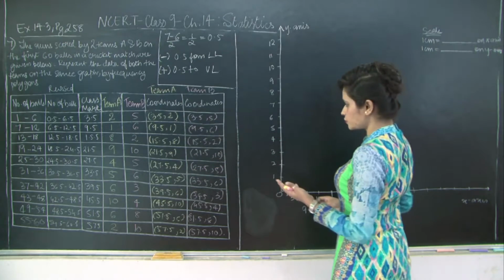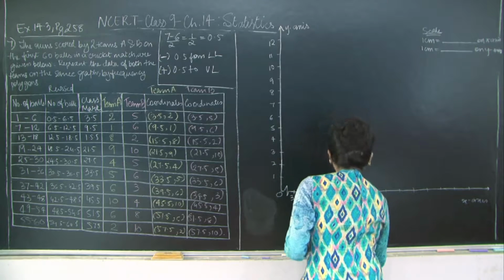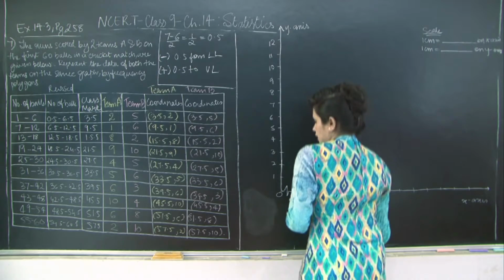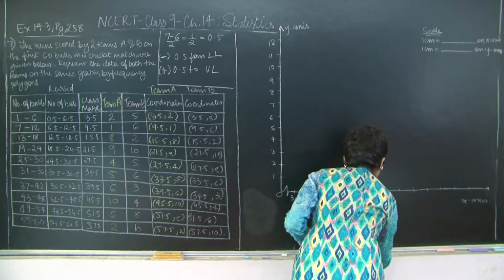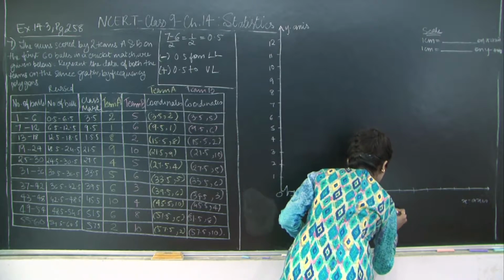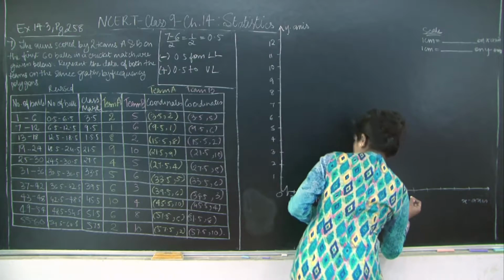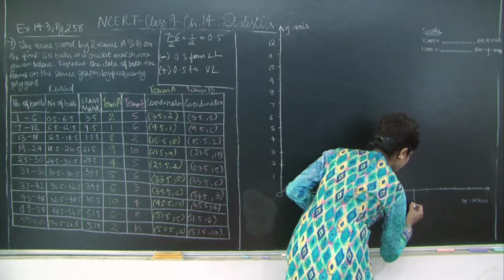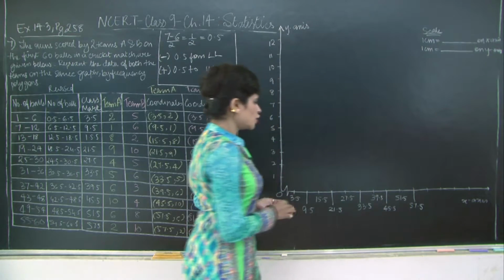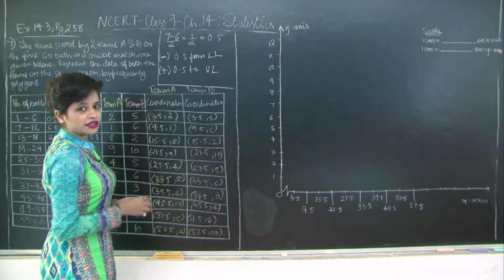Then 27.5, 33.5, then 39.5, 45.5, 51.5 and 57.5. So here we have the x and y axes. Let's go ahead and mark the respective coordinates.